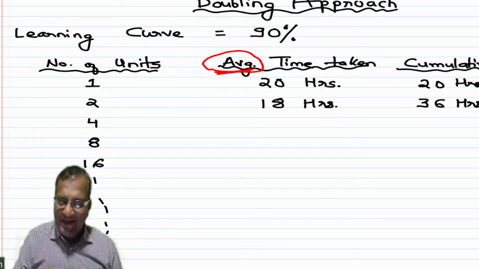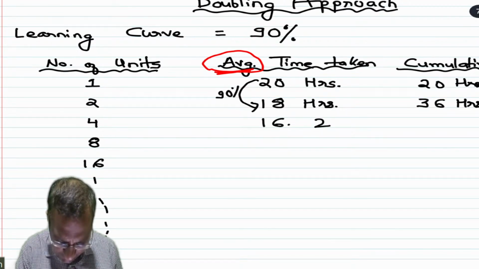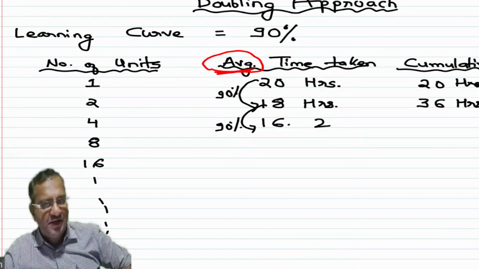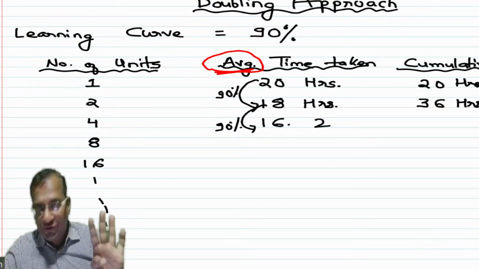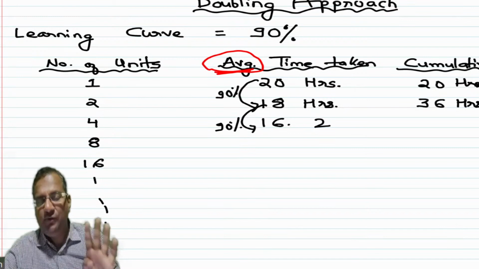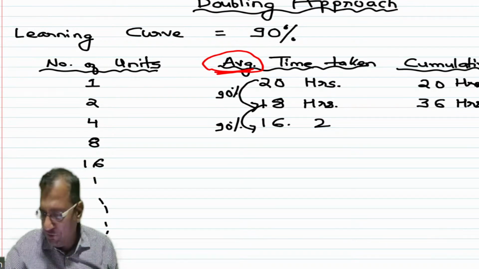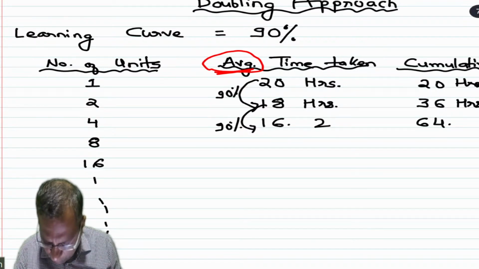तो देखिए बेटा, अब अगेन 90% होगा, 18 का 90%, it will be 16.2. 20 का 90% 18, 18 का 90% 16.2. So can you tell me the interpretation of 16.2? What is 16.2? 16.2 is the average time taken to manufacture 4 units. So can you tell me the cumulative time? It's 16.2 into 4. The cumulative time is 64.8 hours.